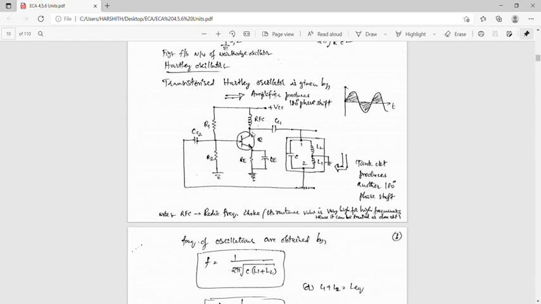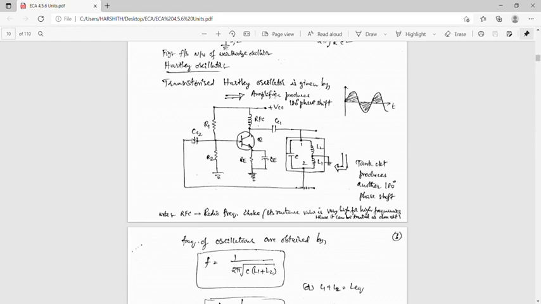RE is also a biasing circuit resistance and CE is the emitter bypass capacitor. RFC is the radio frequency choke, its value is high for high frequencies. These R1 and R2 are the biasing resistances, and CC1 and CC2 are the coupling capacitors.